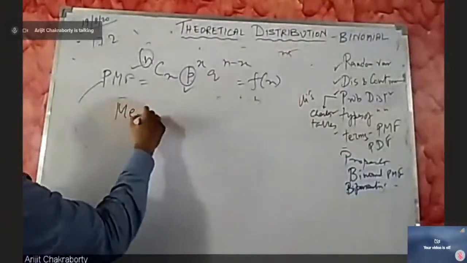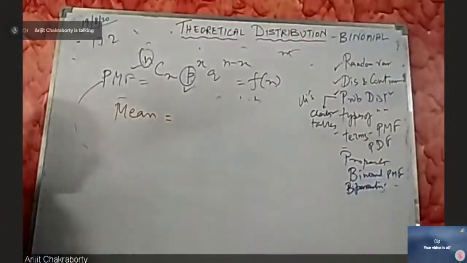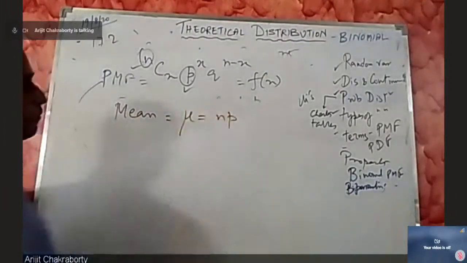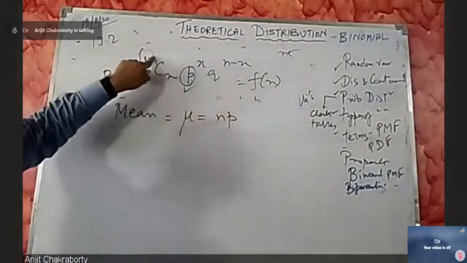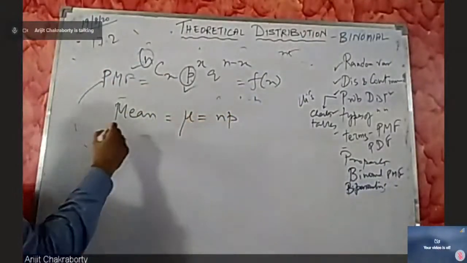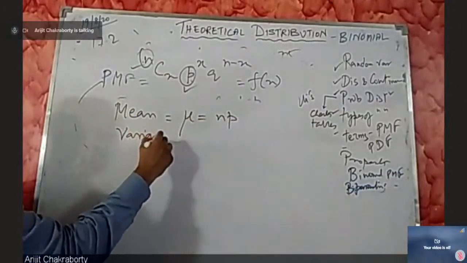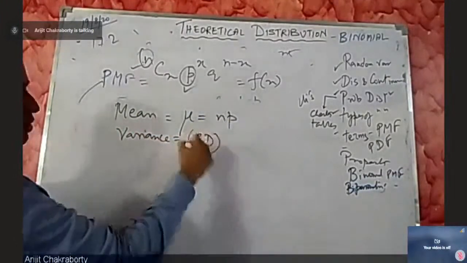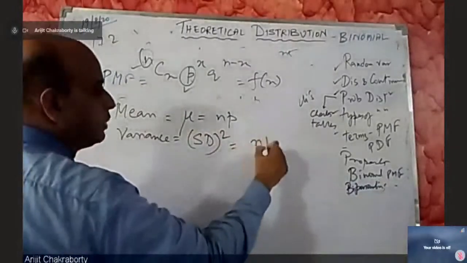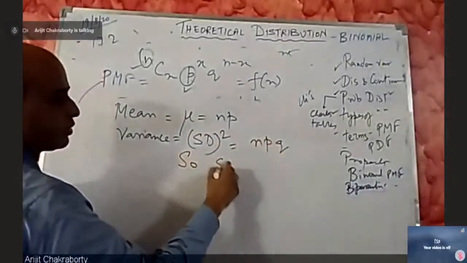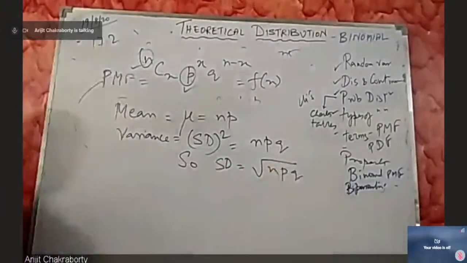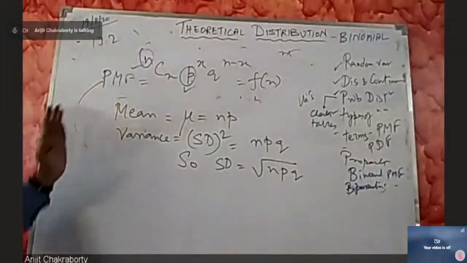Now the mean of this PMF, the probability mass function, is given by mu, and this is NP. N is the number of trials, P is the probability. This is the mean. The variance is basically the standard deviation squared. This is equal to NPQ. So I can write the standard deviation as the square root of NPQ. So please note the mean and the variance.